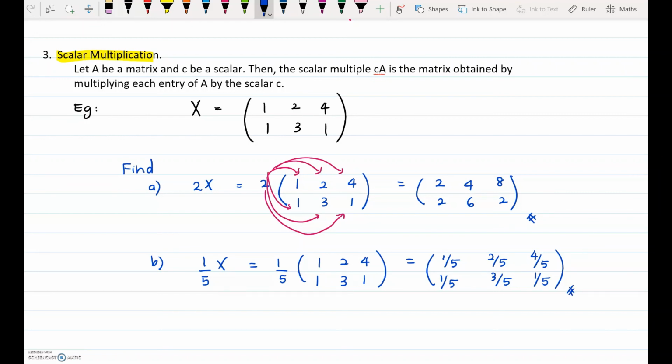Remember, you only have multiplication in matrices, so you have to write in the form of scalar multiplication. You can see here, it will be a scalar number times a matrix. So you cannot write it as X over 5. Do not write it as X over 5. This is wrong because you cannot divide your matrix by numbers.